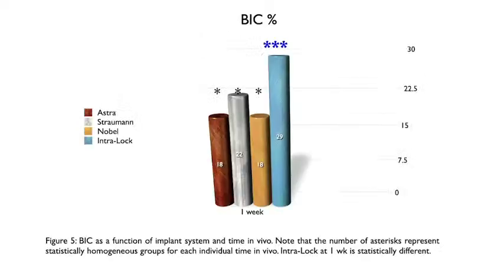Next slide. So what you can see after 1 week is the bone implant contact for those different implants. Astra, Nobel, and Straumann have about 20% bone implant contact after 1 week. With the Ocean surface, you have 30%. This is 50% more bone after the first week. So this is significant. It clearly shows that when you place this implant in the bone, it's going to create new bone. Next slide.